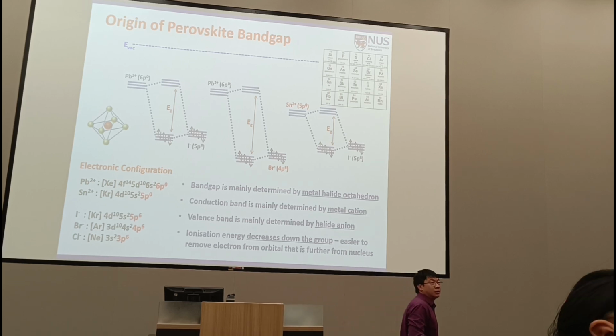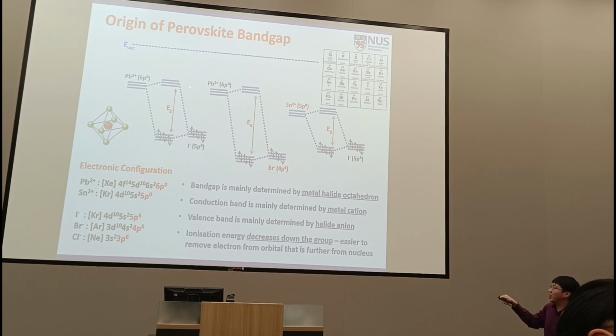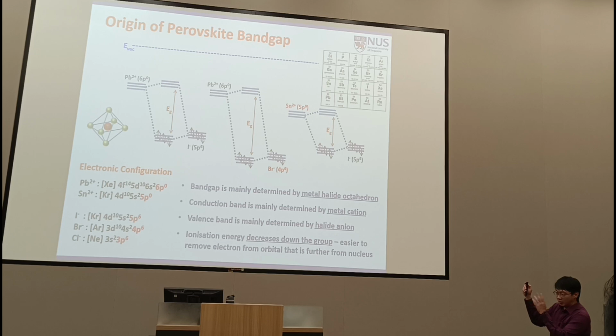Energy is deeper. Okay, and of course, then if you draw this diagram again, you see that now the band gap has become smaller compared to lead halide. Right? So tin halide has a smaller band gap than lead halide. Okay, so again, it's all to do with ionization potential.